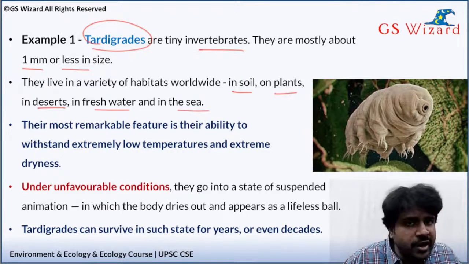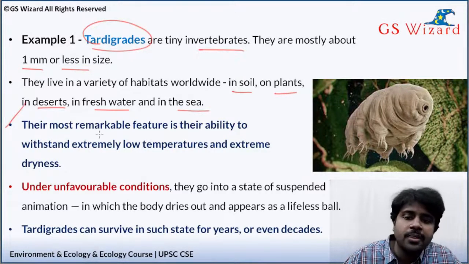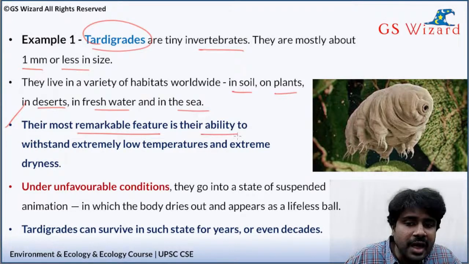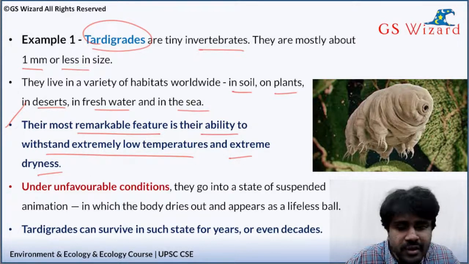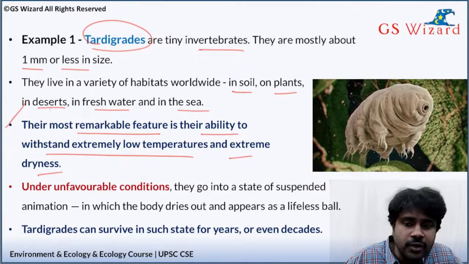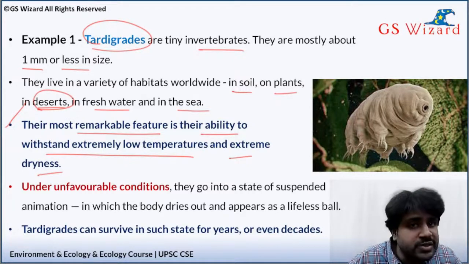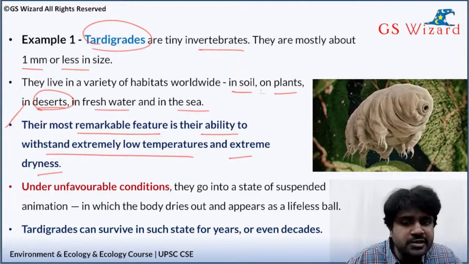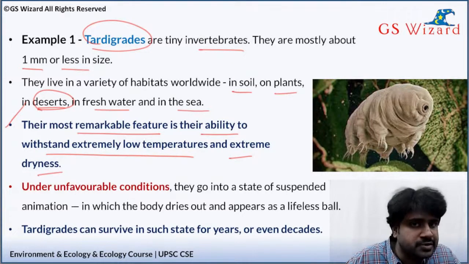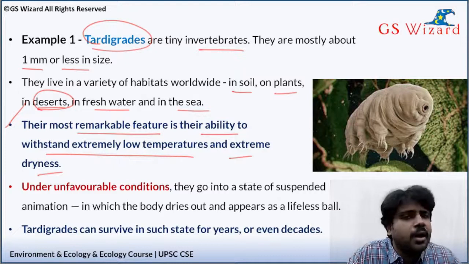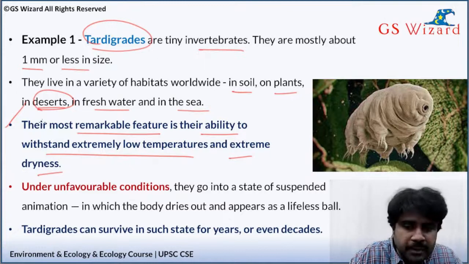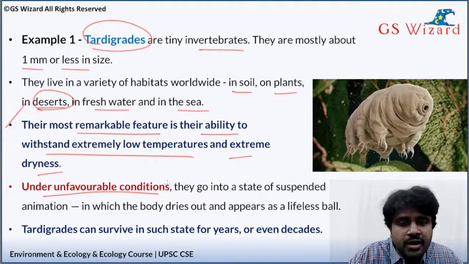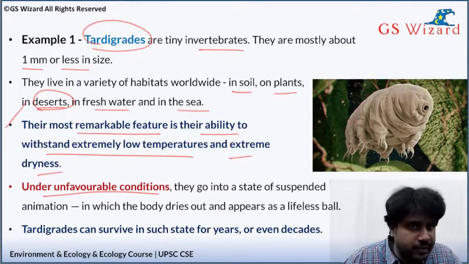They are literally found everywhere. Now, what is so special about tardigrades? Look at this point, you'll understand. Their most remarkable feature is their ability to withstand extremely low temperatures and extreme dryness. Look at this. Tardigrades are also found in deserts. So they are able to withstand extreme dryness. And not only that, they can even withstand extremely low temperatures. Okay. Now, how come they are able to withstand very low temperatures and extreme dryness? Very simple. Under unfavorable conditions. Okay. Like for example, just imagine that tardigrades are living in a forest.